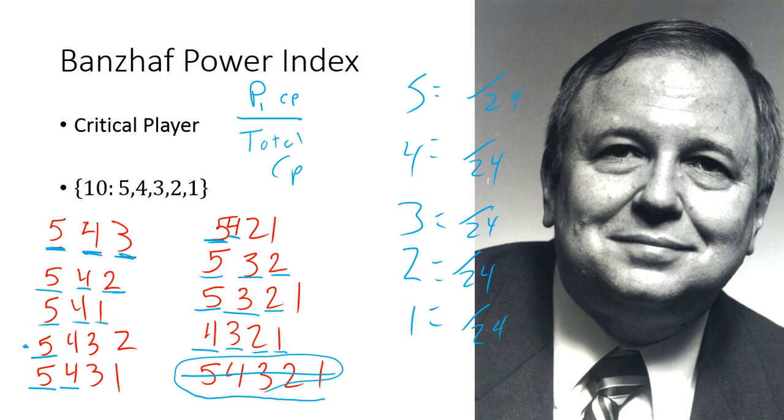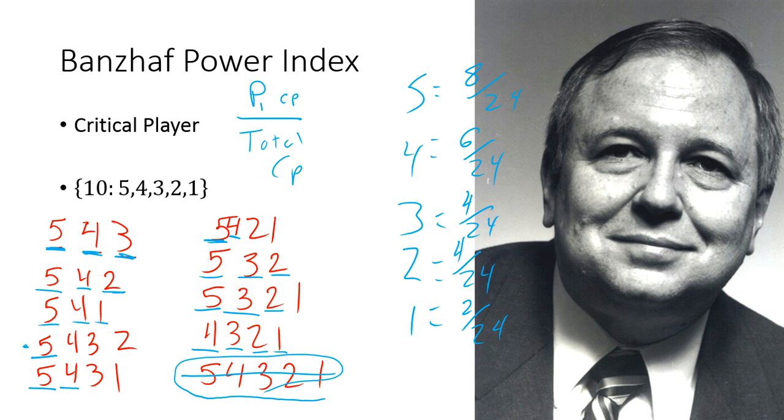So now we're going to count. For 5, we have a total of 8 of them. For 4, we've got 6. For 3, we've got 4. For 2, we've got 4. And for 1, we've got 2. So basically this tells us that 5 has about 8/24 of the total power. 4 has 6/24. 3 and 2 have the same, and then 1 has the least amount.